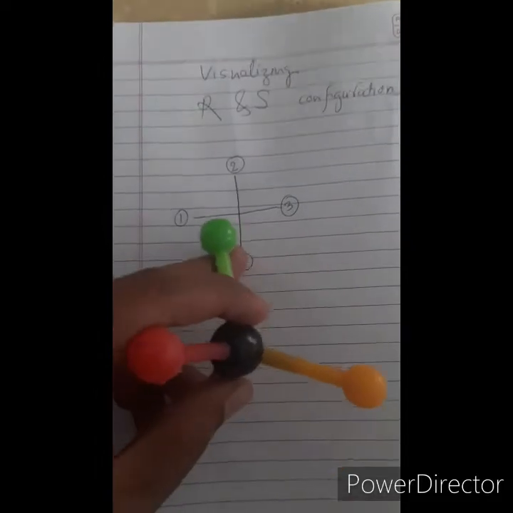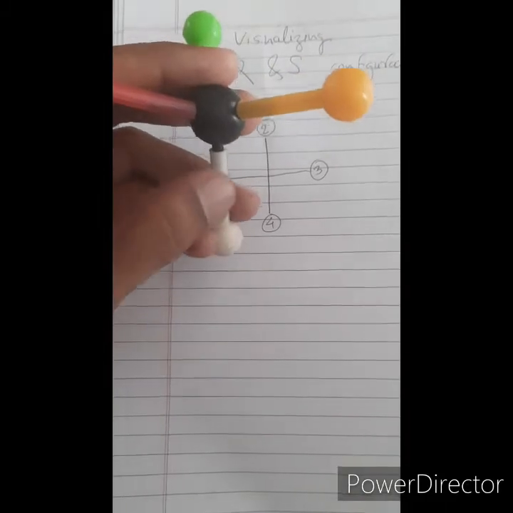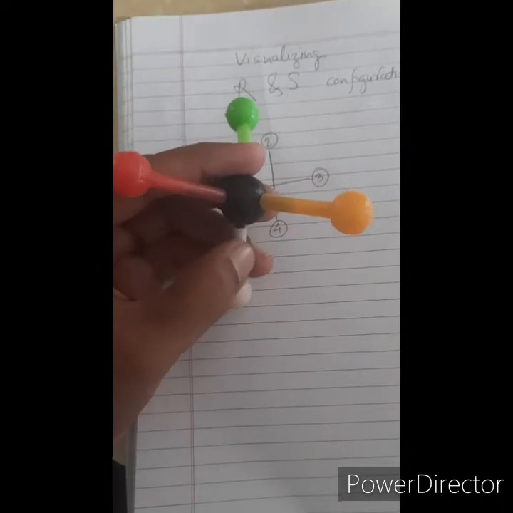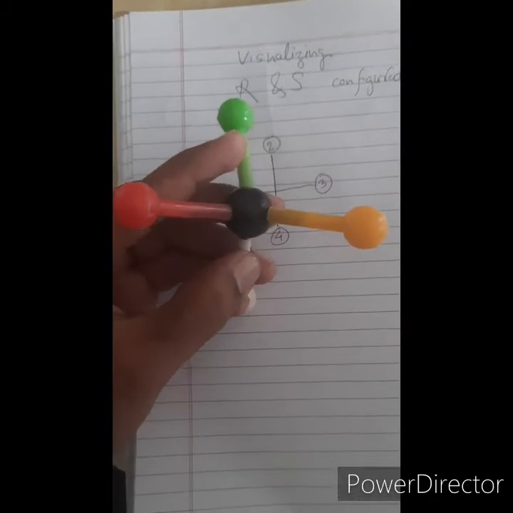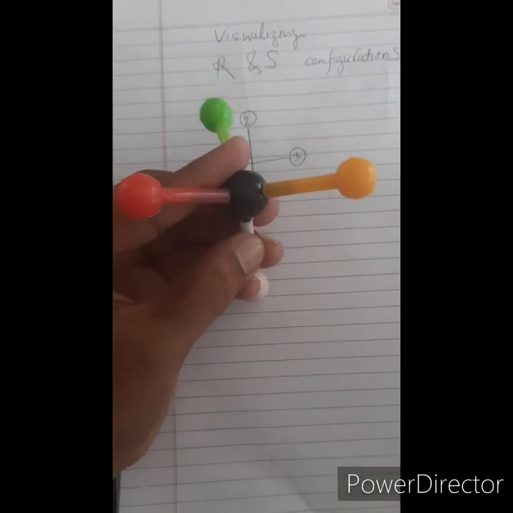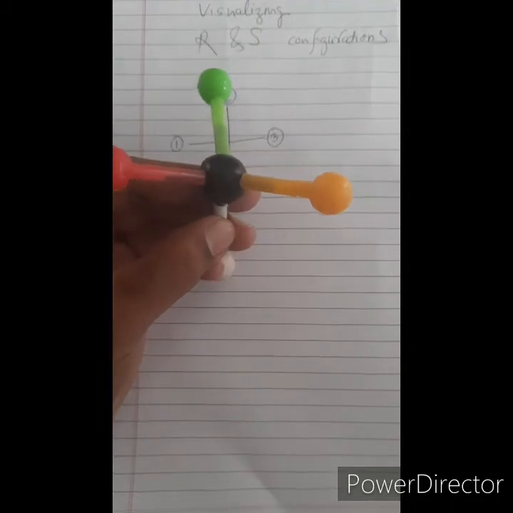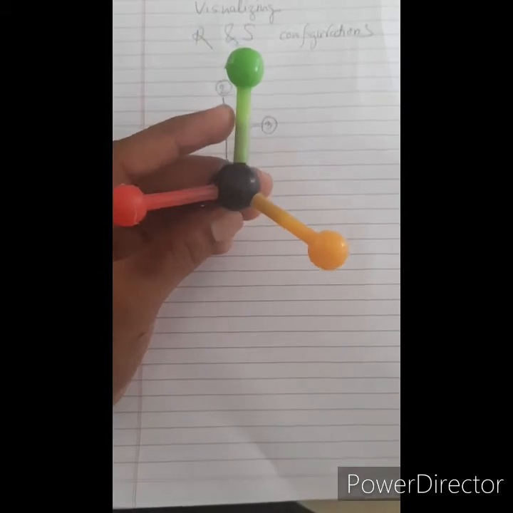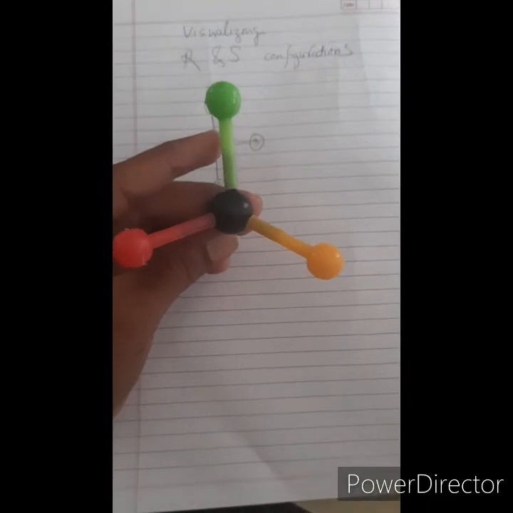When it is represented like this in Fischer projection, we have to see the molecule like this, and this fourth group is here. The second group, which is green, you are seeing on the top, and towards the left, red is 1 and yellow is 3. So if you count 1, 2, 3, just tilt the molecule a little bit like this. This is actually what is expected in RS configuration.